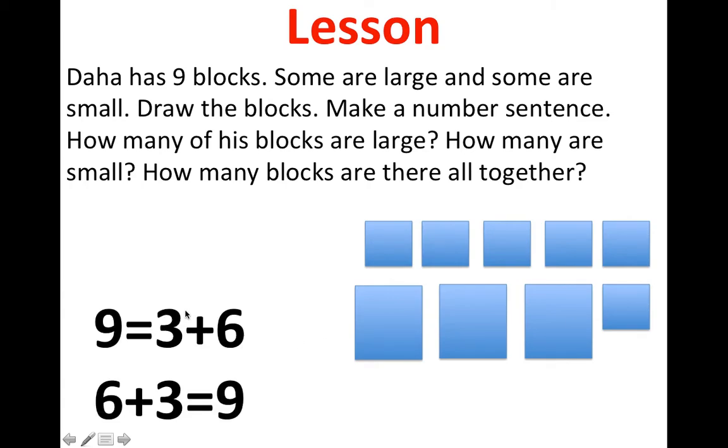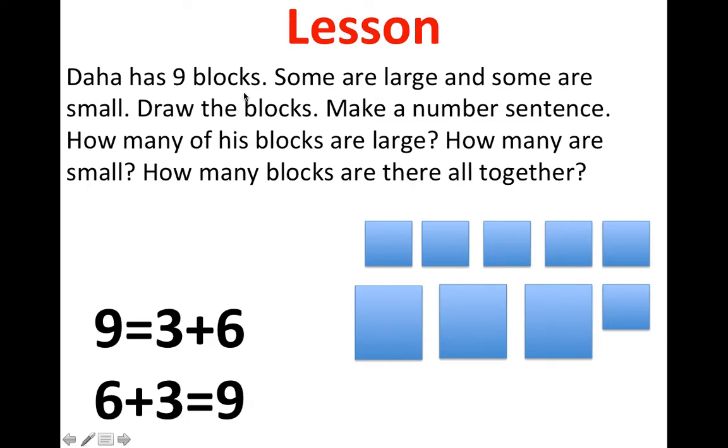So now I have to do a number sentence. I have 5, 6, 7, 8, 9, which means even the story gave us the whole, which is 9, which shows right here as well. So I know that 3 large blocks plus 6 small blocks give us 9. So the number sentence looks like 9 equals 3 plus 6. Again, 9 equals 3 plus 6. Or 6 plus 3 equals 9.